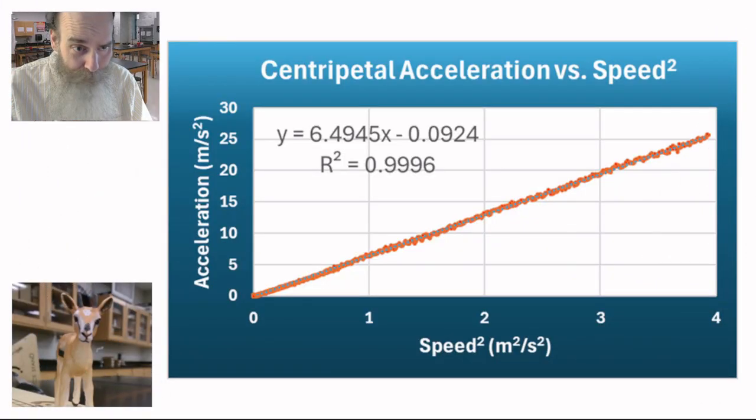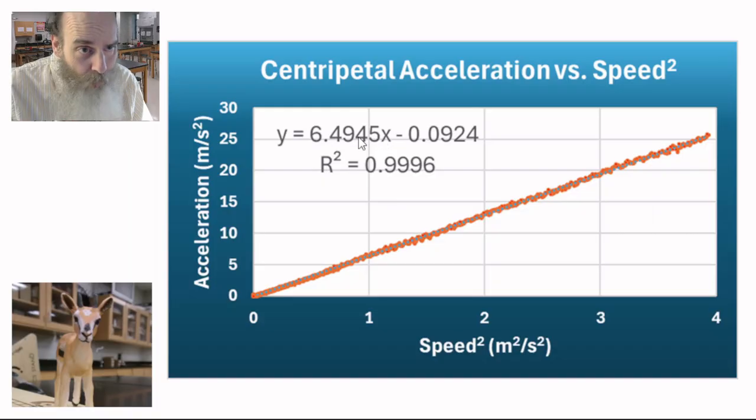We have curtains here because this slide is very important. So there's our fit for this line. It's a very nice fit. R squared is 0.9996. And we can see y equals 6.4945 times x. So y is the acceleration, x is speed squared. So acceleration is proportional to speed squared.